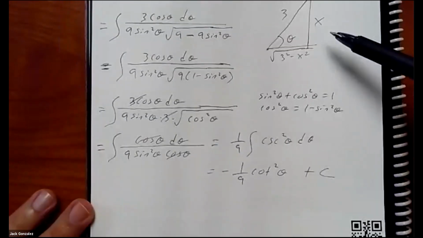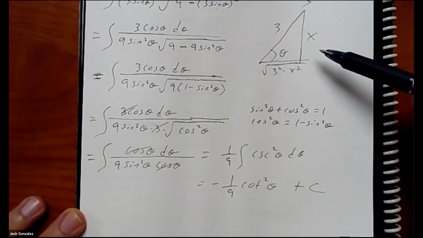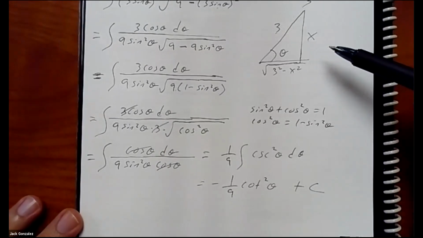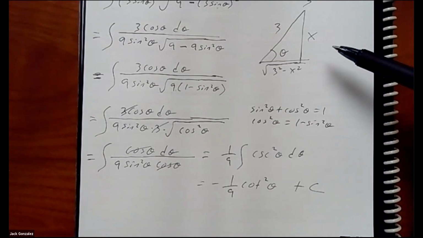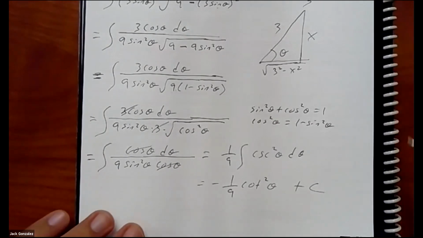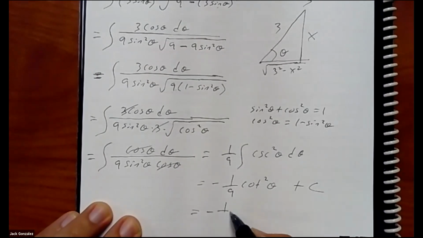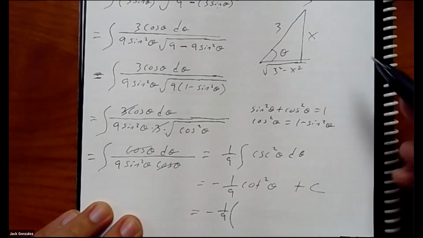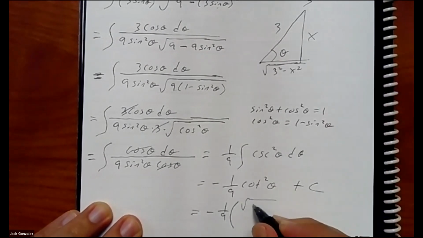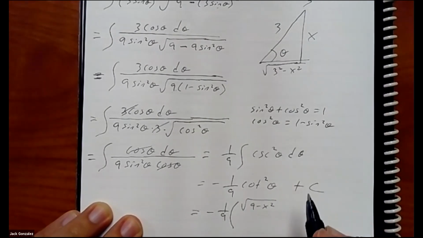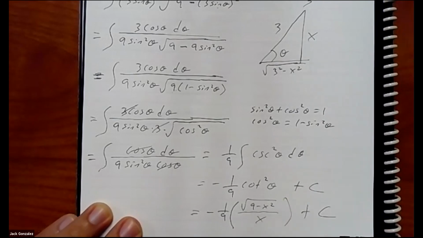But what is cotangent using the triangle? Tangent is opposite over adjacent, right? So flip it over. Yeah, so this would be negative 1/9 times adjacent over opposite. So there's the actual solution.